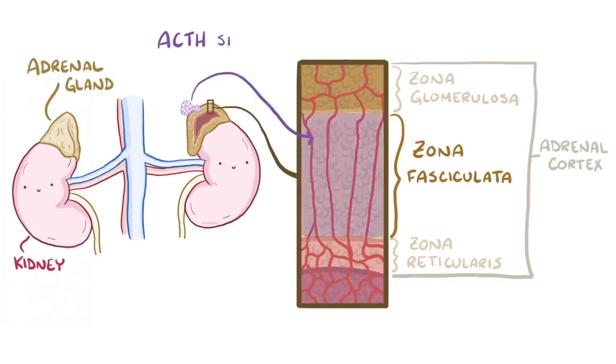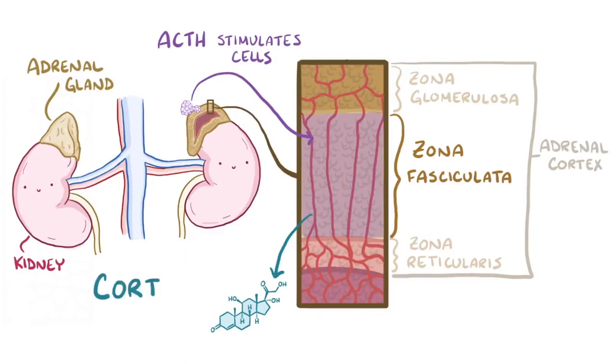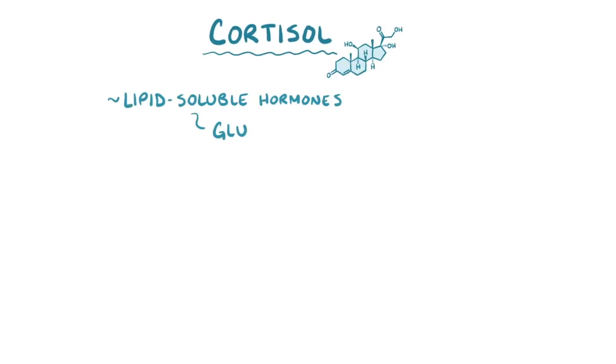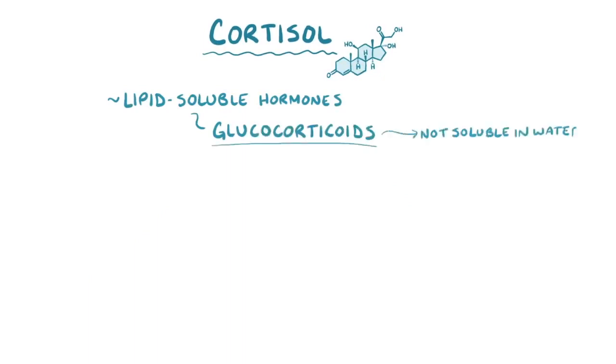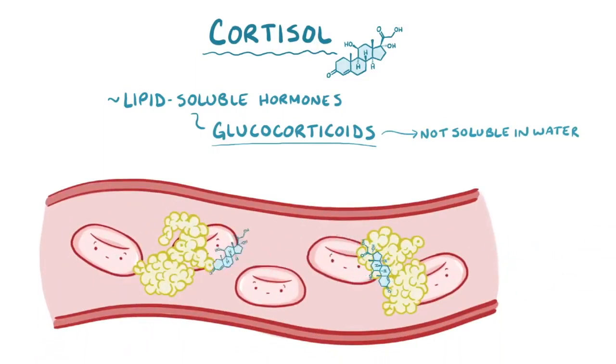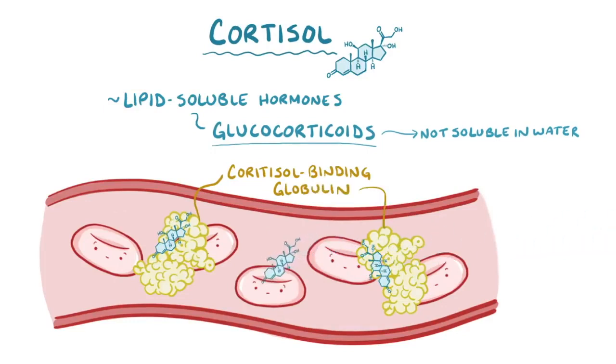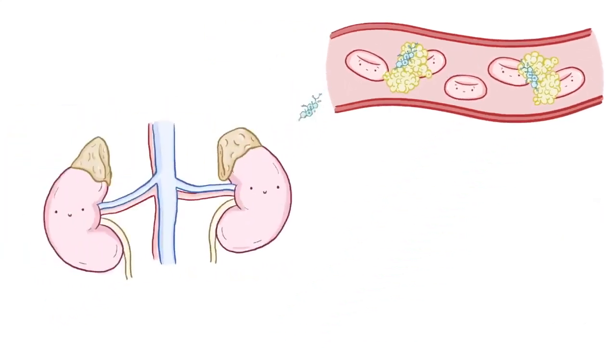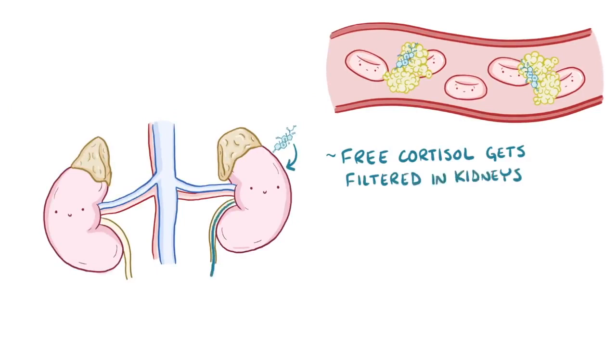ACTH specifically stimulates cells in this zone to secrete cortisol, which belongs to a class of steroids, or lipid-soluble hormones, called glucocorticoids. Glucocorticoids are not soluble in water, so most cortisol in the blood is bound to a special carrier protein called cortisol-binding globulin, and only about 5% is unbound, or free. In fact, only this small fraction of free cortisol is biologically active, and its levels are carefully controlled. Excess free cortisol is filtered in the kidneys and dumped into the urine.